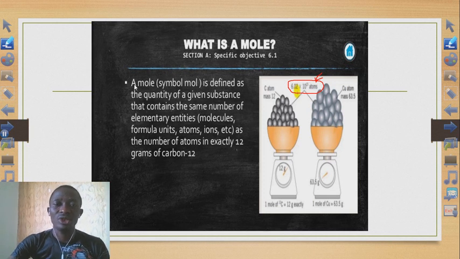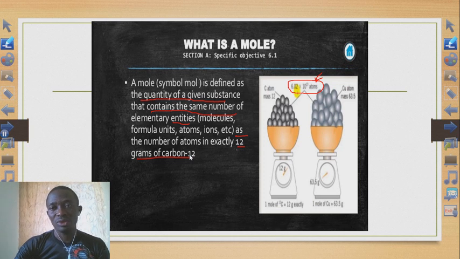So by definition, we say that a mole is defined as the quantity of any substance that will contain the same number of entities as we have in 12 grams of carbon 12. It is very important we take good note of all these things that I've underlined. That's that about the definition of a mole, which is very important for us to know, because these questions are very germane in WASC.